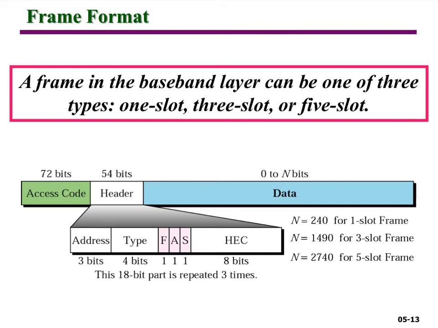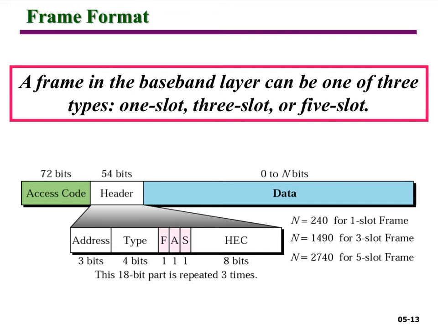There is a possibility that you can use 3 time slots and use all 3 time slots as one frame. The standard allows that, and the only benefit for this is that the header and the access code are overheads, right? So if you have a 3-slot frame, you need to have one header for 3 time slots. So the overhead is lower. Similarly, if you use a 5-slot frame.